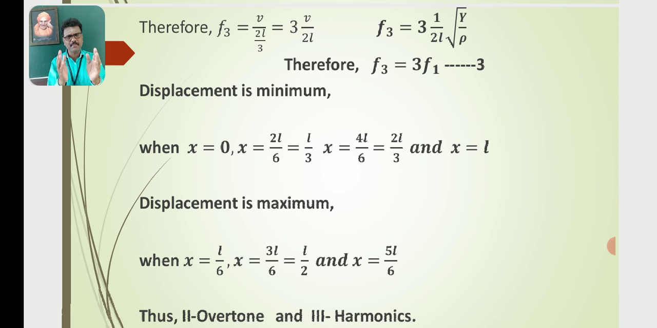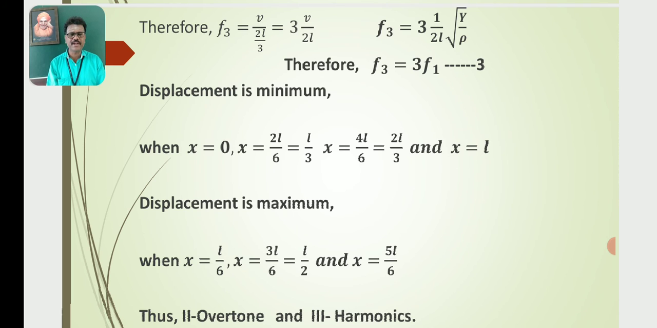So the factor 1 by 2L into root of Y by rho is equal to F1, that means the fundamental frequency. So therefore, in the above expression, the factor 1 by 2L into root of Y by rho can be replaced by F1. Then F3 is equal to 3F1. Let this be equation number 3. So this is known as the second overtone and the third harmonic.